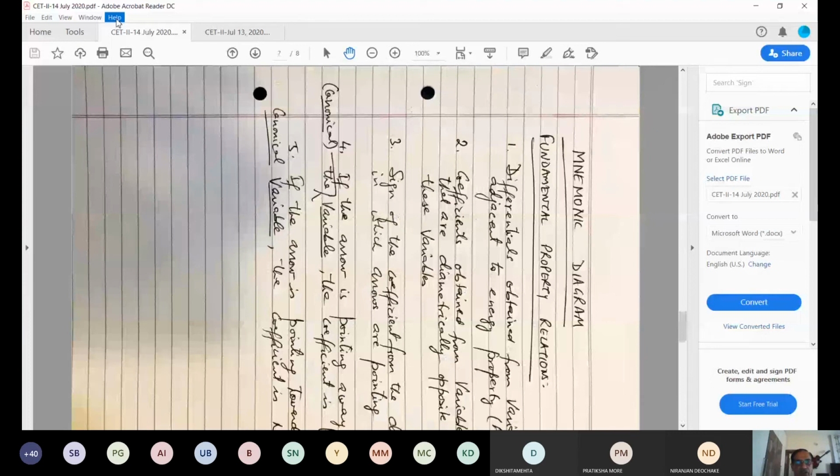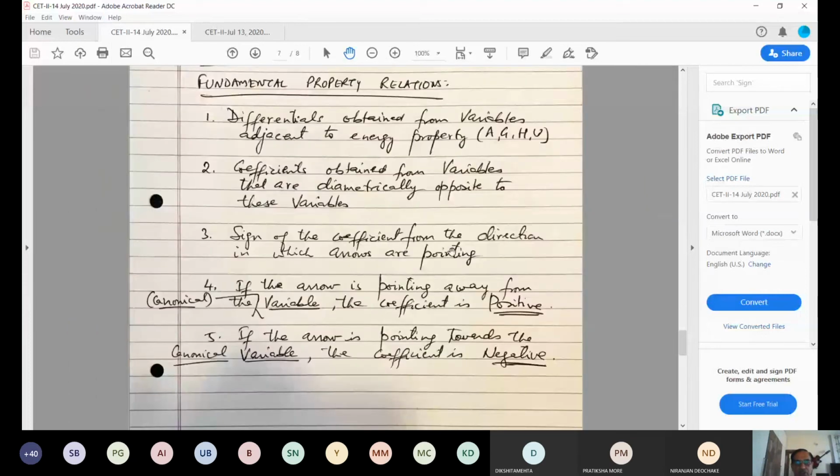Okay, the sign of the coefficient comes from the direction in which the arrows are pointing. If the arrow is pointing away from the canonical variable, the coefficient is positive. If the arrow is pointing towards the canonical variable, the coefficient is negative.